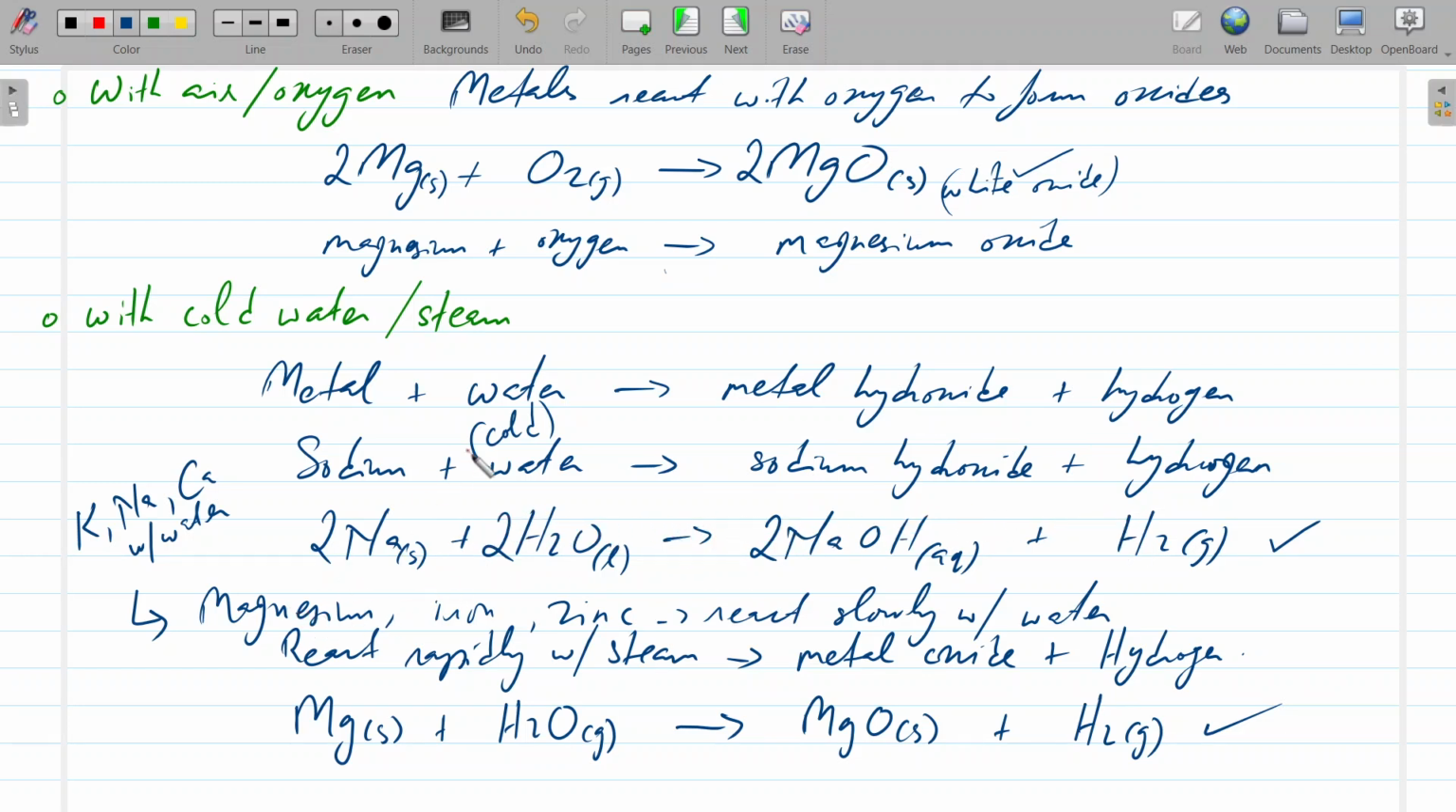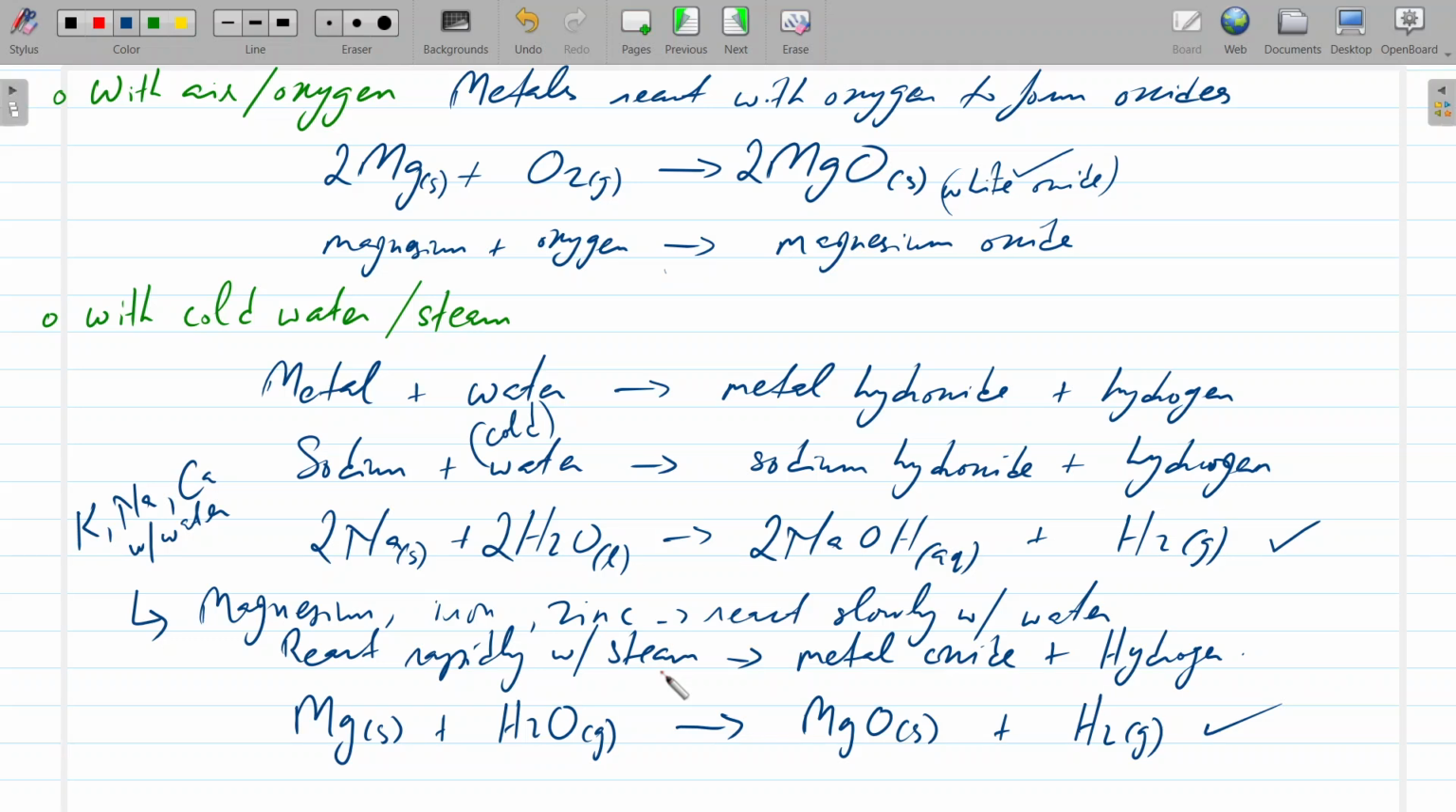Then, Sir, the question is which one of them is easier for the metals to react with? So the ones higher up, potassium, sodium, and calcium, will react with water directly and readily. Magnesium, iron, zinc, they react slowly with water, but they react rapidly with steam. So reacting directly with water, the reaction is slow. They're not doing it readily. It might take a very long time for anything to happen.